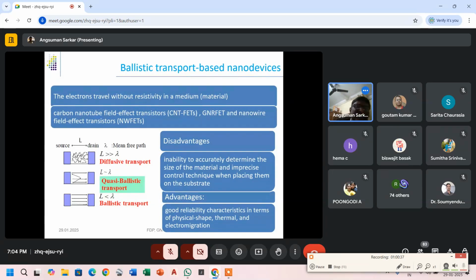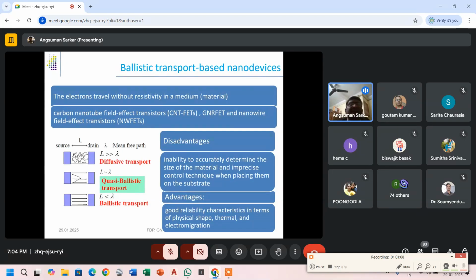And in that figure you can see, in ballistic transport-based devices, there is no collision, there is no scattering. In diffusive transport there is a problem of scattering. As a result, mobility decreases, and once mobility decreases, ion decreases. But in ballistic transport, the mobility is very high. There is no collision. Ballistically, it reaches from source to the drain. So that is why they provide a very high on current.